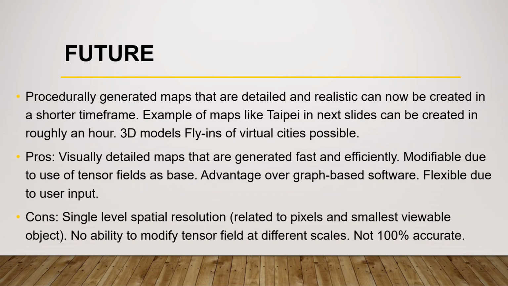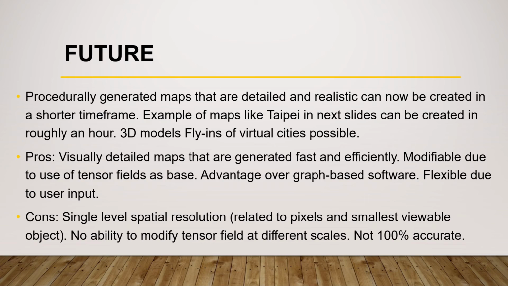That's the advantage over graph-based software, because in a graph-based software, if you make one change to a road, you've got to redraw all the roads around it. But because here we're using a mathematical base of these tensor fields, making one small change, the math will make all the changes for you. And it's obviously flexible because of user input.